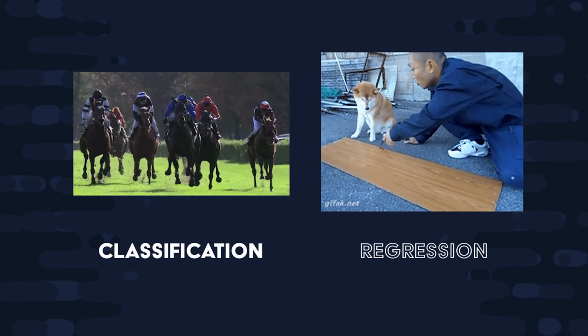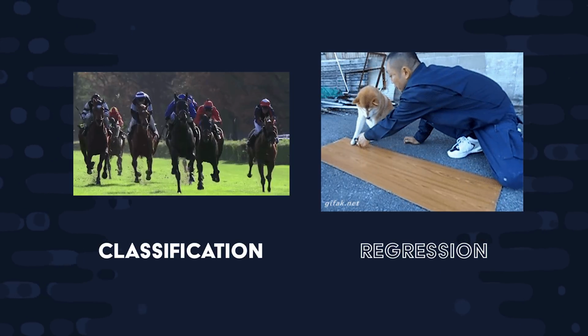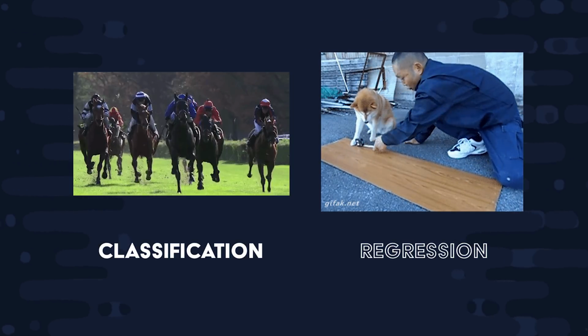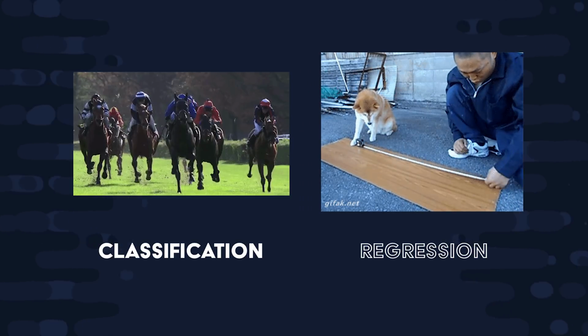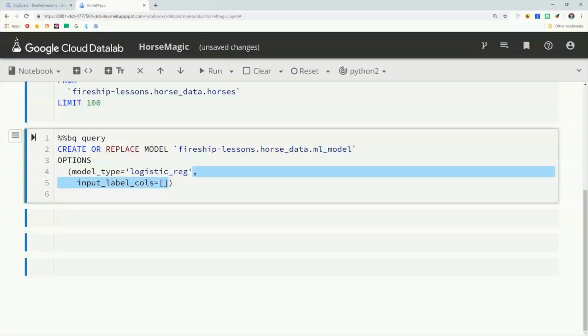In machine learning, this is a classification problem because we're trying to predict a specific label, which is either first place, second place, third, and so on. The other option is linear regression, which you would use if you have a continuous value, for example, the measurement of length, which could have any infinite number of values depending on how precise you go. And confusingly, because we have a classification problem, we use the logistic regression model type. The next thing we need to do is tell it what our input label is, or in other words, the thing we're trying to predict, which is the position field.